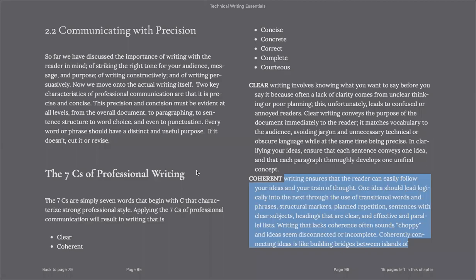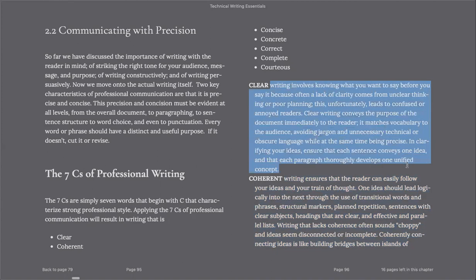There are 7 C's in professional writing and any kind of professional essay writing: clear, coherent, concise, concrete, correct, complete, and courteous. Clear writing is defined as the message of each sentence and the message in each paragraph being clear. You avoid vague words.